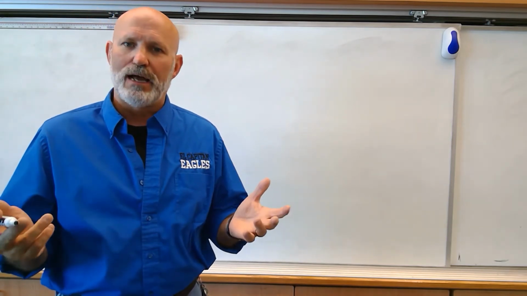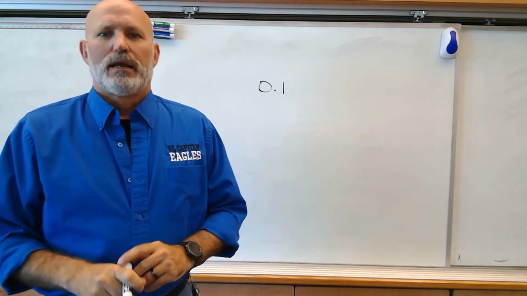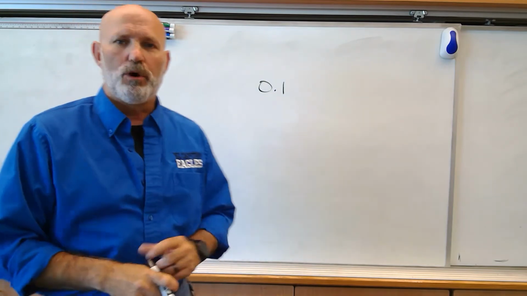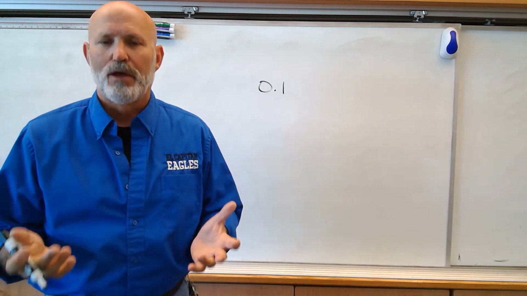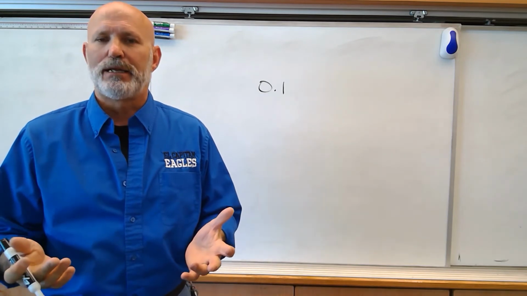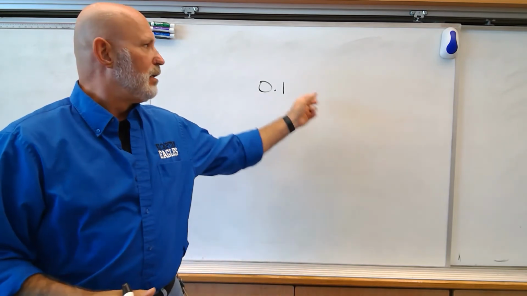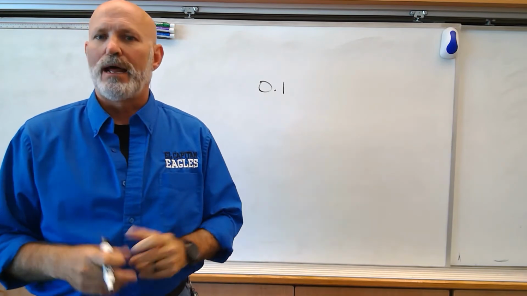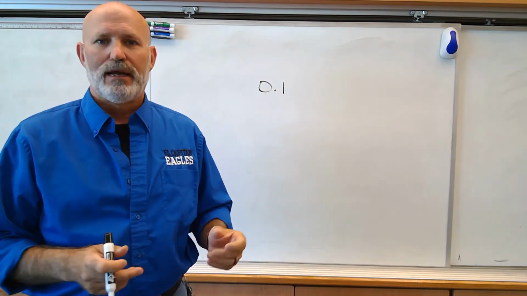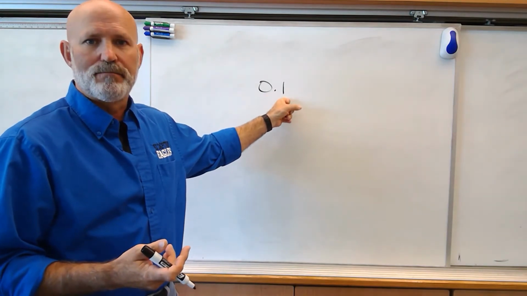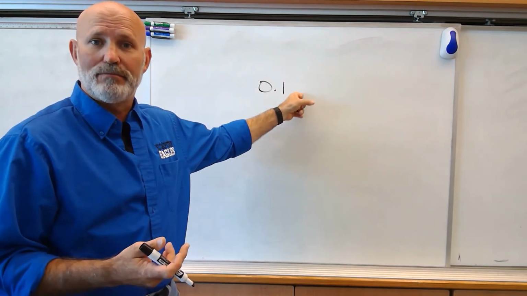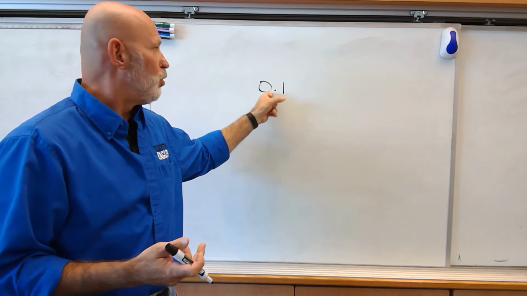So let's say we've got 0.1. That is in the tenths spot. The reason it's in the tenths spot is because if I multiply this number by 10, I get a dollar, just like if this was money. Let's say we've got 10 cents here. If I multiply 10 cents by 10, I end up with a dollar, or one.